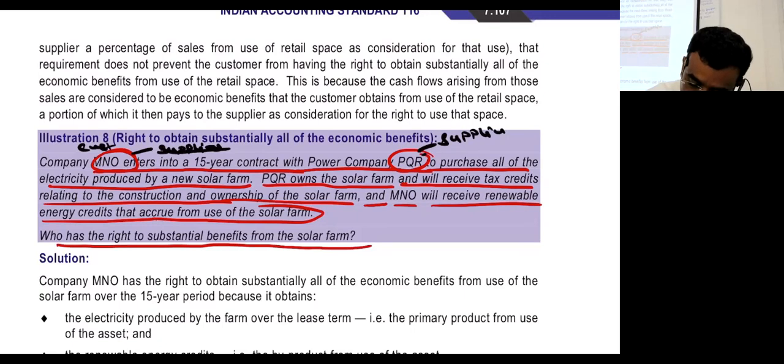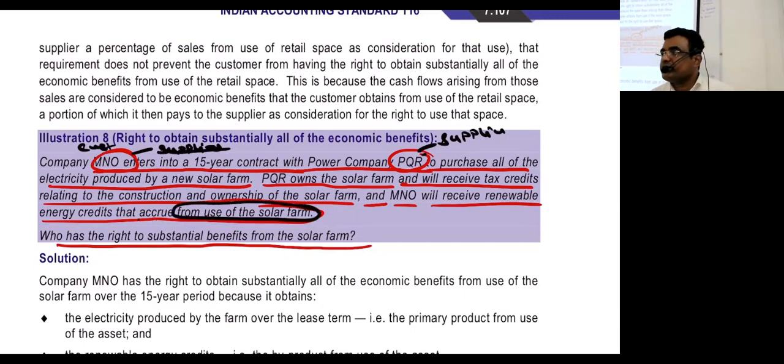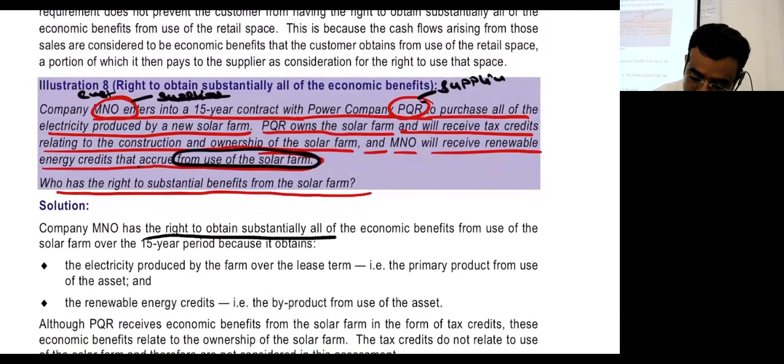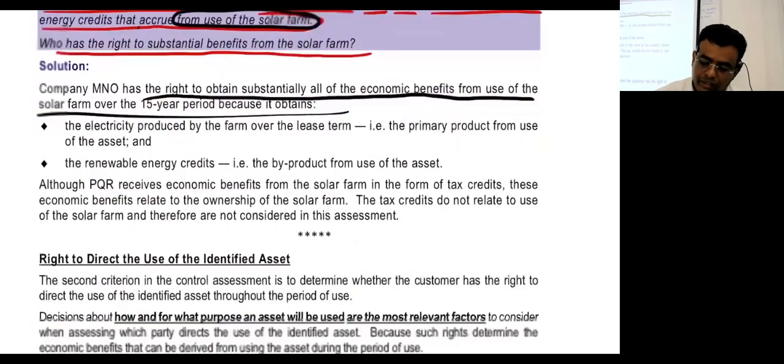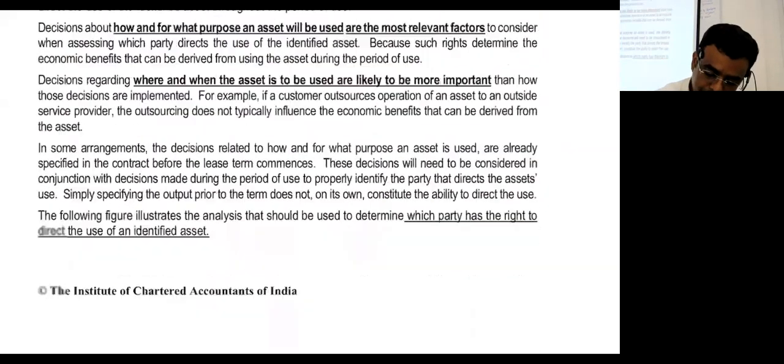PQR owns the solar farm and will receive tax credit related to the construction and ownership of the solar farm. Who gets the tax credit? And M1O will receive renewable energy credit that accrue from use of the solar farm. So who is actually using it? Legal owner may be PQR, but who is using it? So to whom is it identified? Who is having substantial benefit? Company M1O has a right to obtain substantially all the economic benefit from the use of the assets. That is all, nothing more needs to be asked. If you are able to answer that, it is okay.